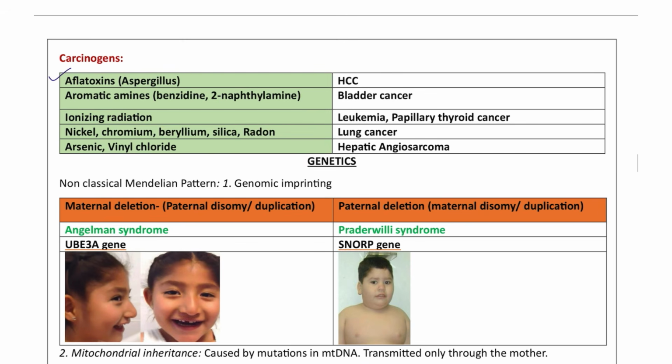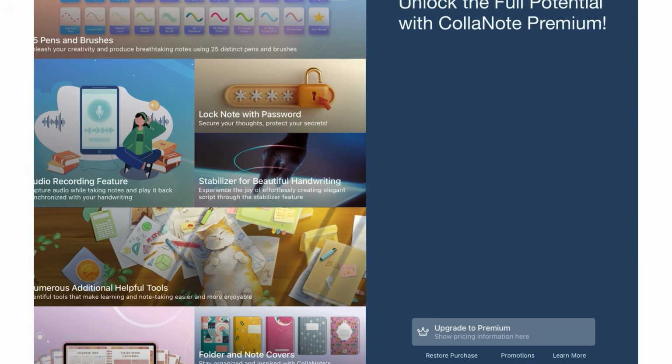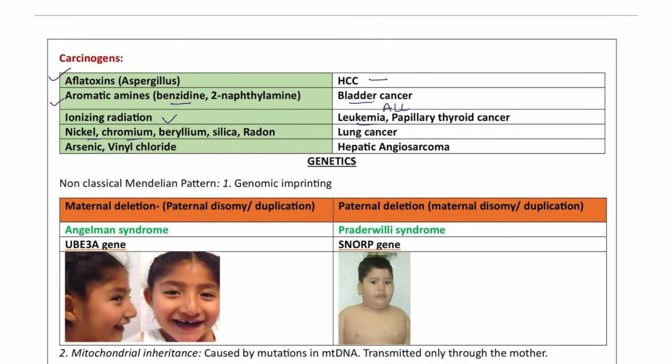Aflatoxins are going to cause HCC. Aromatic amines such as benzidine are going to cause bladder cancer. Ionizing radiation can cause leukemia, and especially which leukemia is most common? ALL is most common. Next, nickel, chromium, beryllium, silica, radon can cause lung cancer. Arsenic, vinyl chloride, and also thorotrast are for hepatic angiosarcoma.